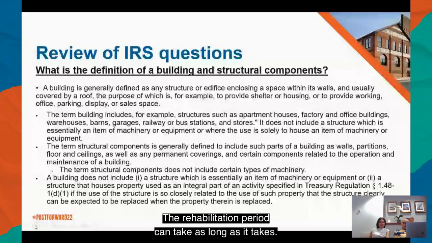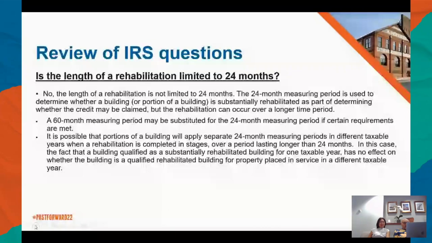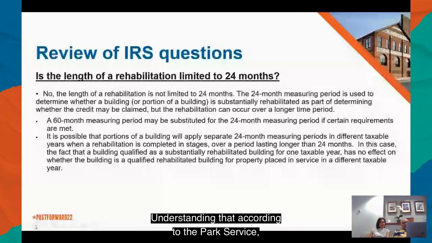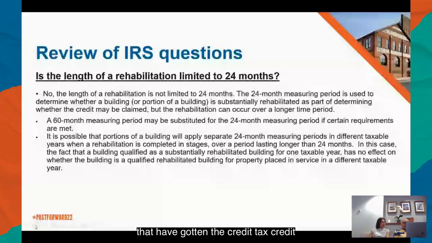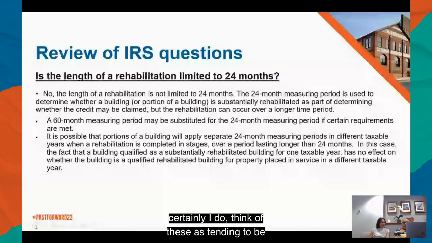The rehabilitation period can take as long as it takes. If you have a very large project, it can take a very long time to complete. Sometimes you have gaps in funding. Those are the realities, and that's recognized as part of this. According to the Park Service, roughly half of the projects that have gotten the tax credit are under $1 million. So while a lot of us think of these as very large projects, in fact, they are not necessarily.